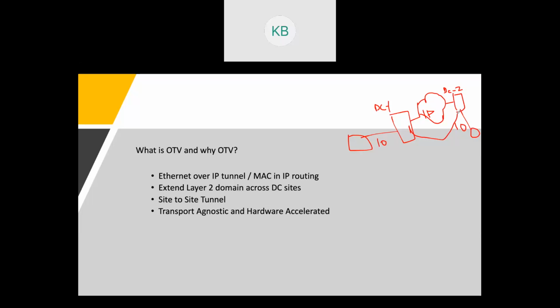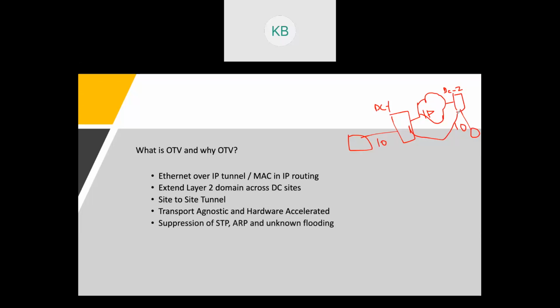Hardware accelerated: basically, the OTV routes can be programmed in the hardware, and the packets can be forwarded in the hardware, which we do on Nexus 7K platforms. We also do it on ASR 1K platforms as well. And we can also use the CSR 1K, which is the Cloud Services Router from Cisco.